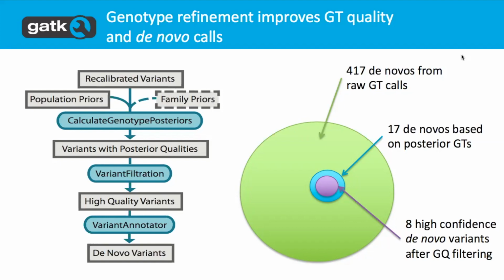And then when we used just high confidence de novo mutations, we got a number of 8 de novo mutations. Now that's more believable.